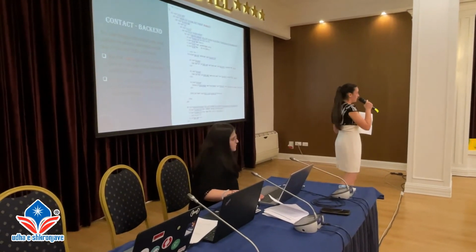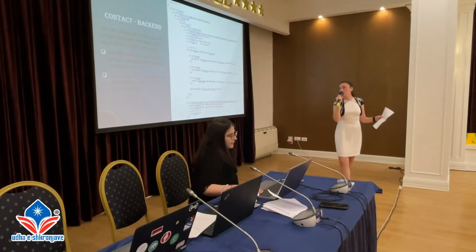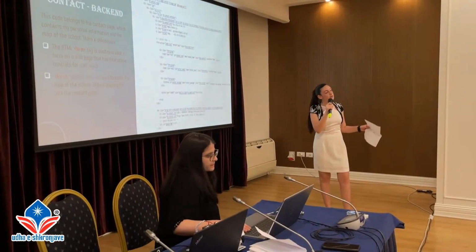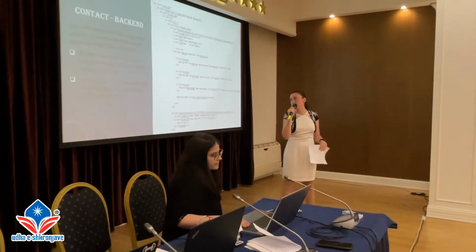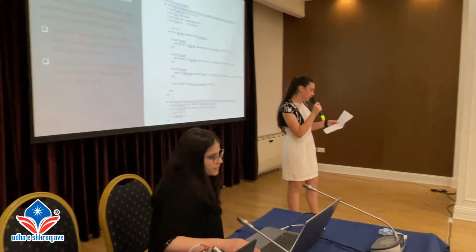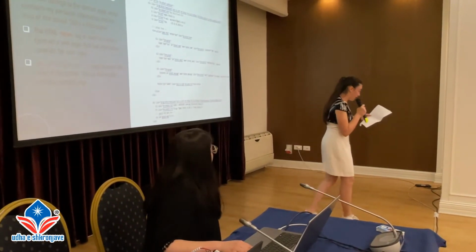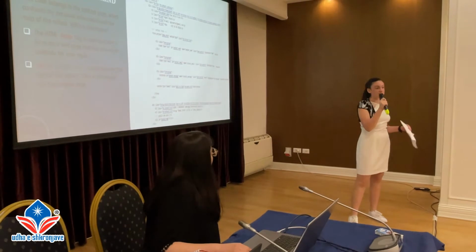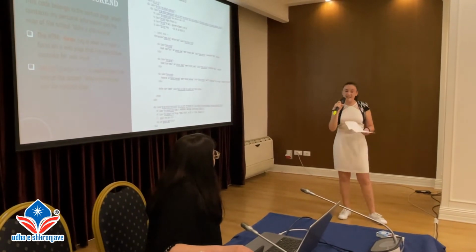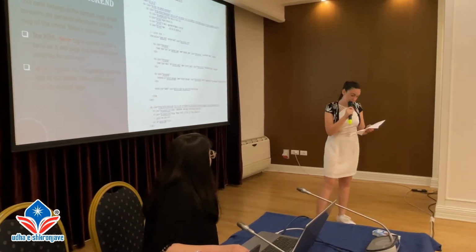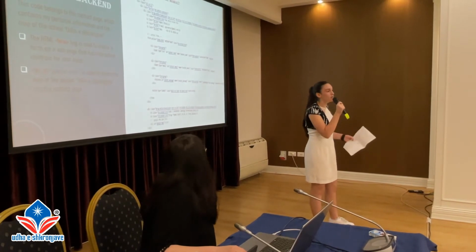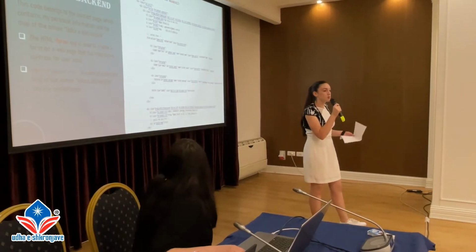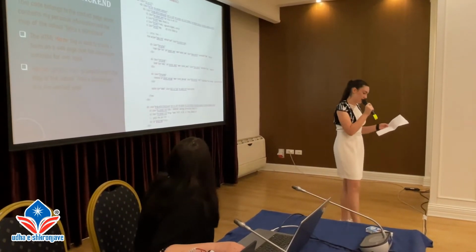Contact backend. This code belongs to the contact page, which contains my personal information and the map of the school Udha. The HTML form tag is used to create a form or a text box on a web page that has interactive controls for user input. Div ID Google Map is used to insert the map of the school Udha into the contact page.